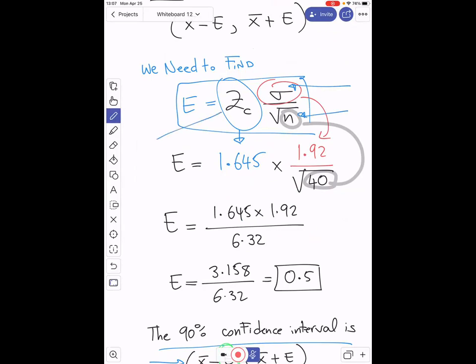The only thing you need to find is this Z subscript C, or critical value. This critical value depends on your confidence level C, that's why it's a subscript C. For each value of C, you have a different critical value Z subscript C. For example, here C is 90%, then Z subscript C is actually 1.645. If you want a different confidence level, you're going to get a different critical value.